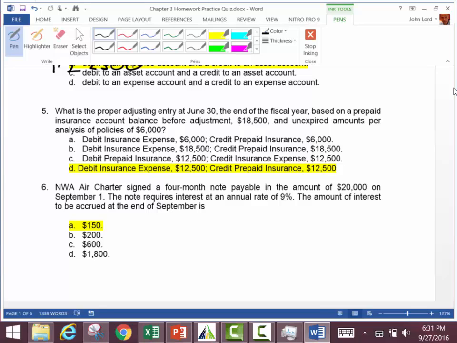Okay. So we got number 5 here. You can write the answer to number 5 in this white space that you have near the bottom. So what's happening? We've got this one where there was a proper adjusting entry at June 30th, the end of the fiscal year, and the prepaid insurance account before adjustments was 18,500. Go ahead and make me up a T account of prepaid insurance.